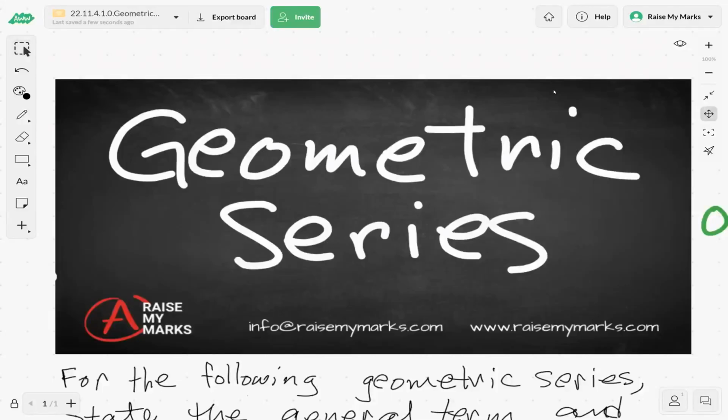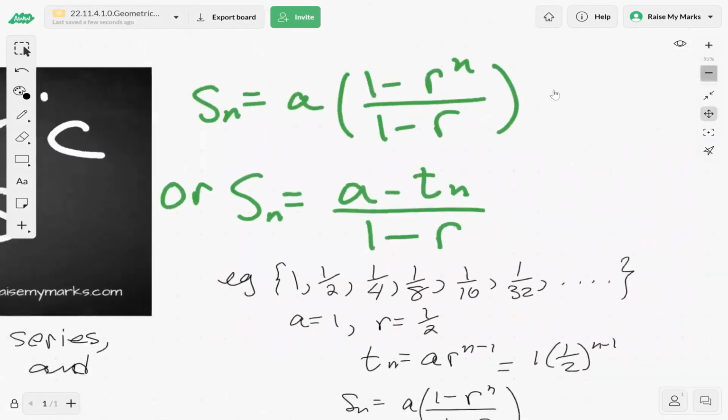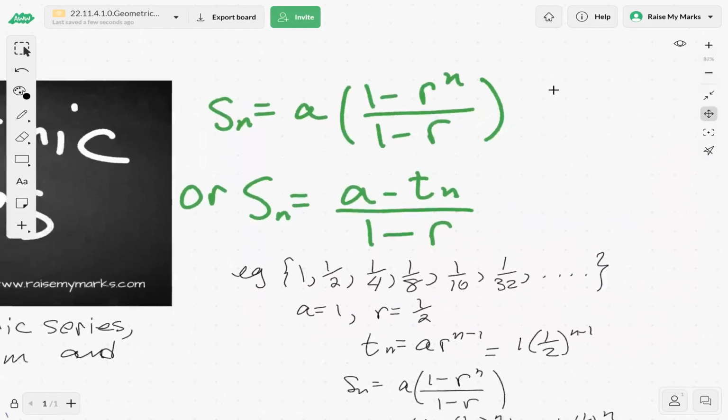Hello, today we're looking at geometric series. Okay, what is a geometric series? Well, let's go over to the right and let's review geometric sequences.